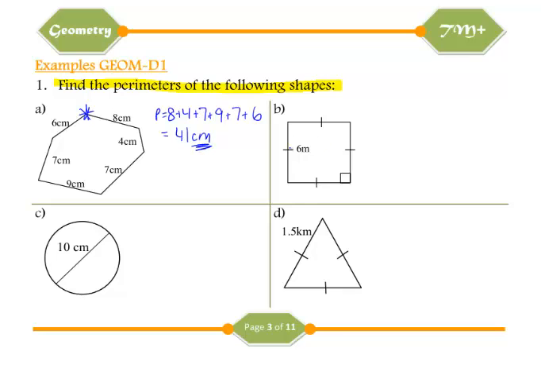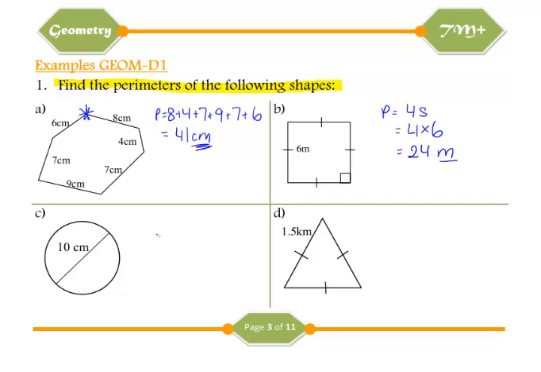Okay, next we have a square. So you could use a rule if you wanted to. You can do that perimeter is 4 lots of the sides, or you can just add it up. The side length is 6, so 4 times 6 is 24, and it's metres.